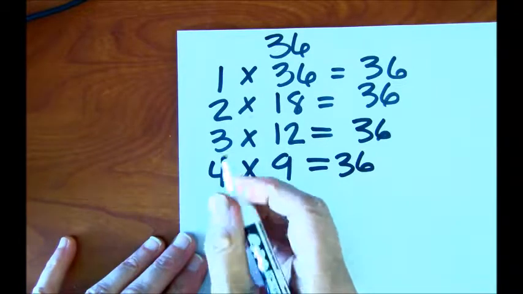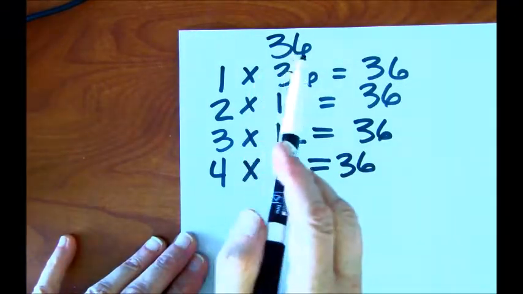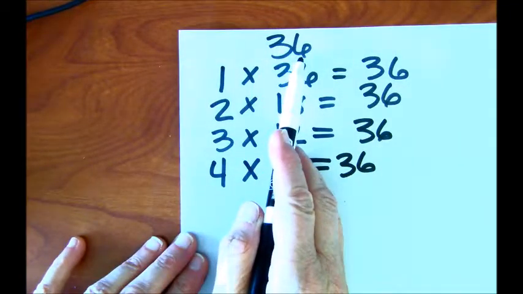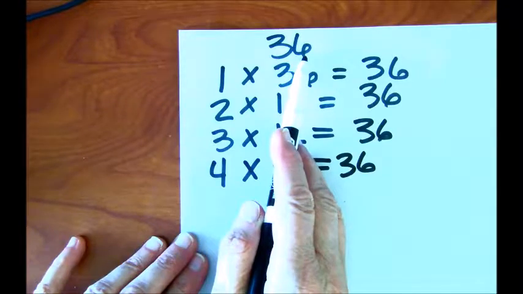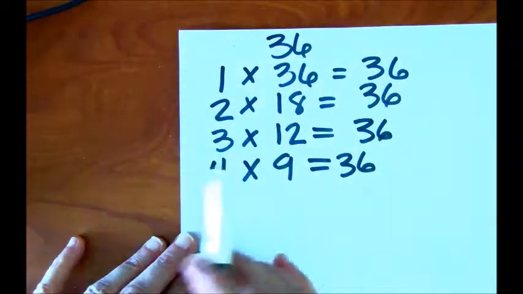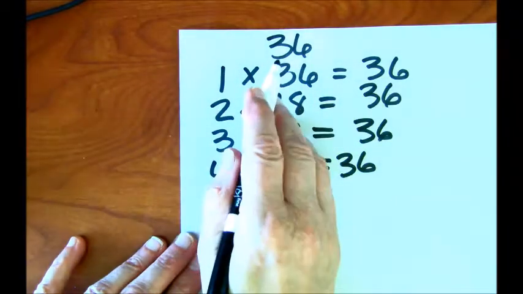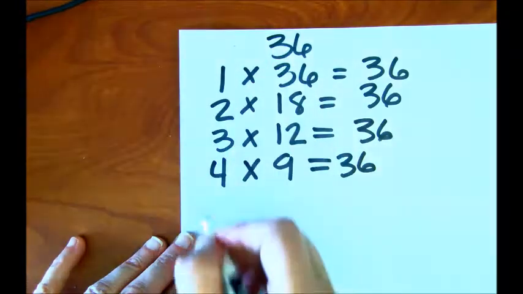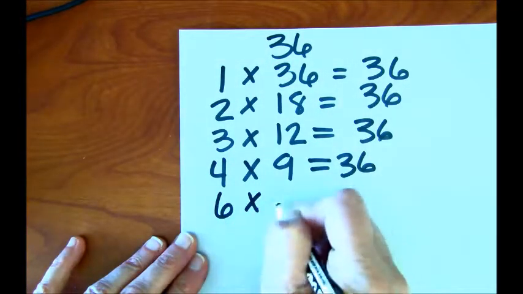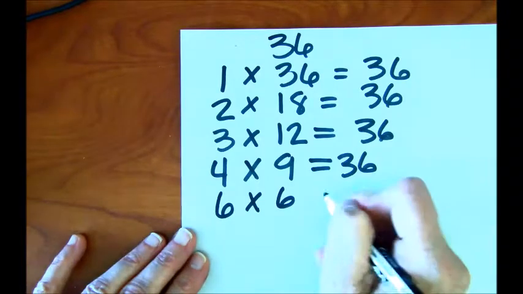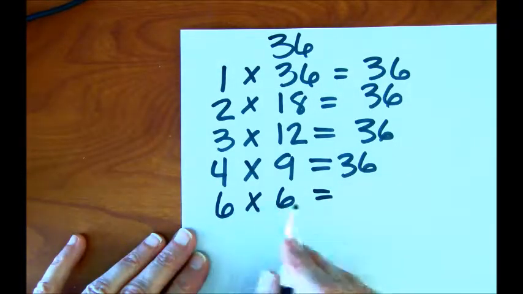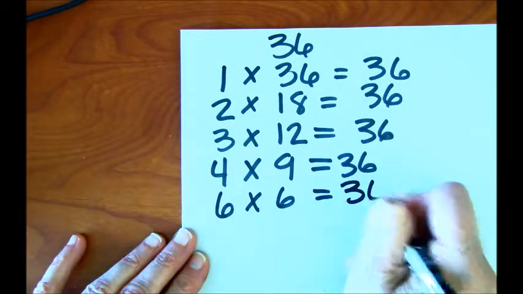Okay, and does 5 go into 36? No, because the digit in the ones place is not a 5 or a 0, so I can skip that one. I do know 6 goes into 36 6 times. Now I know those are all of my factors because these 2 factors happen to be the same number.